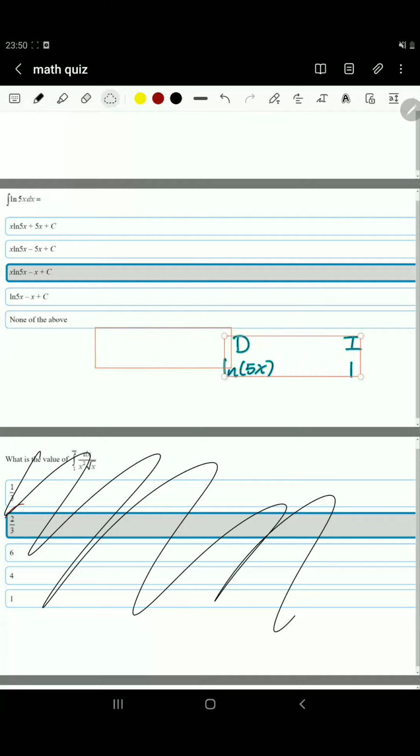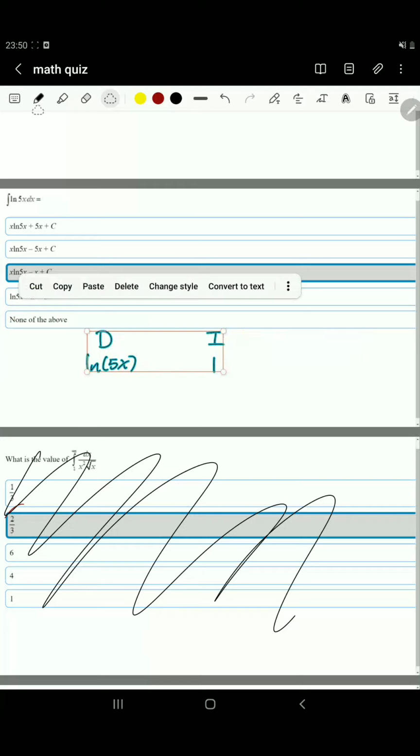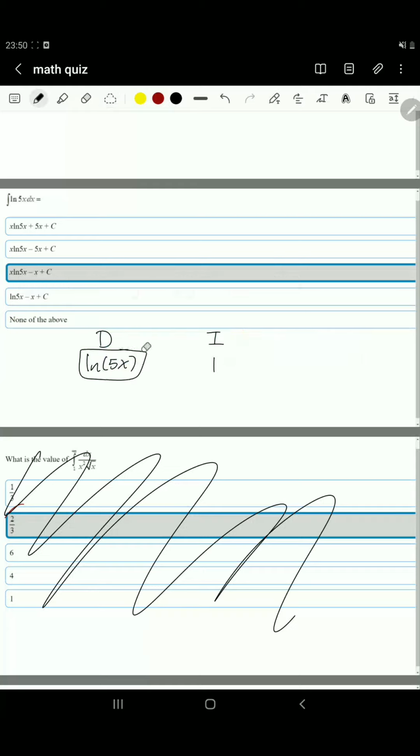And you only differentiate it once. The derivative of ln 5x is 1 over x, and the integral of 1 is x. Why is the derivative of this 1 over x? Well, ln 5x: the derivative of the inside is 5, the derivative of the outside is 1 over 5x, yeah? The 5 cancels out, you get 1 over x.